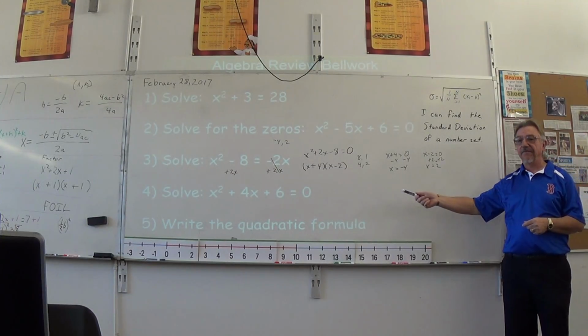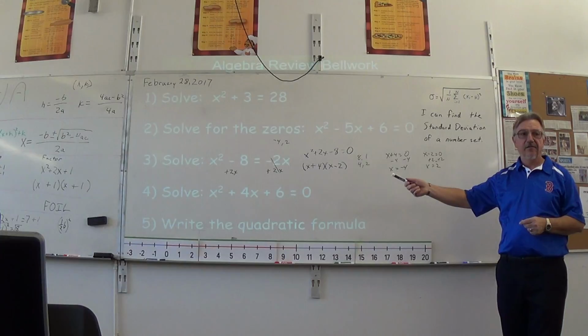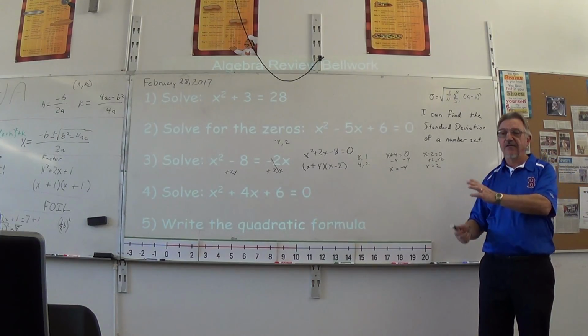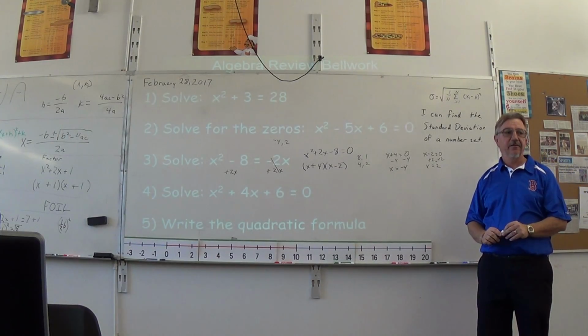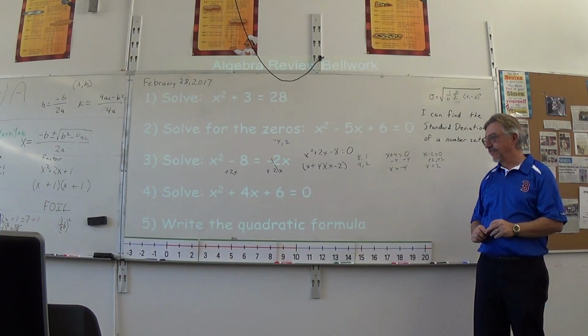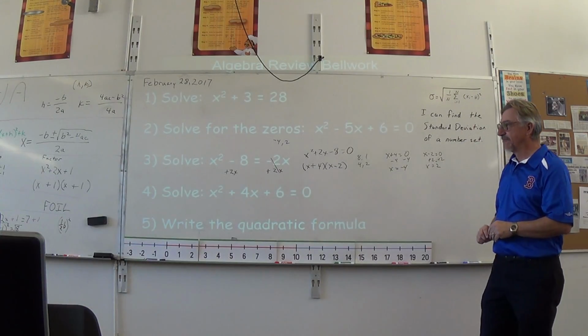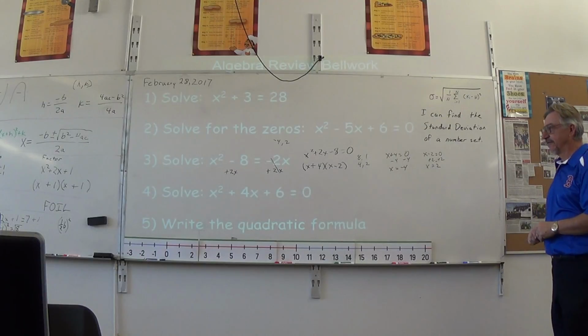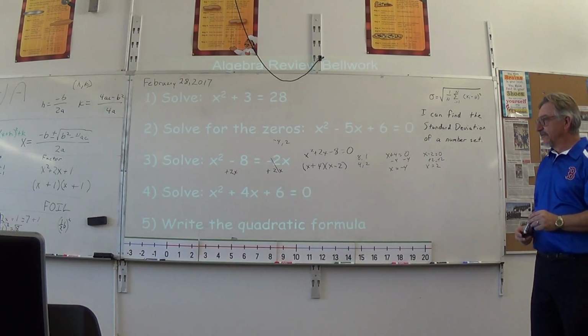Again, if I was going to graph this, would I have a U or a camel hump? U. Yeah, it'd be a U because A is positive. Okay, now number 4.